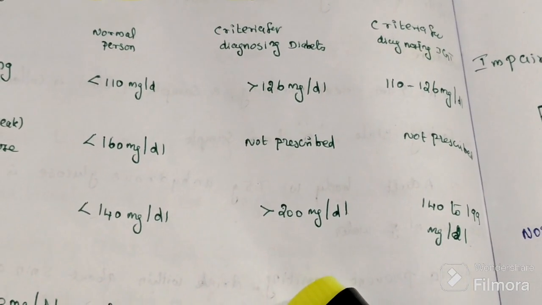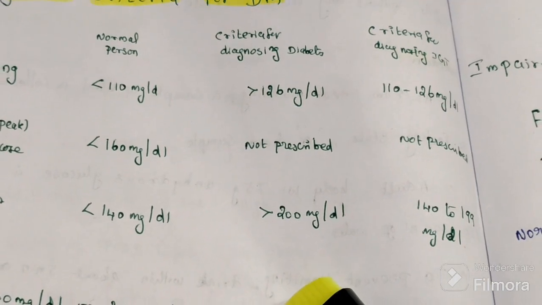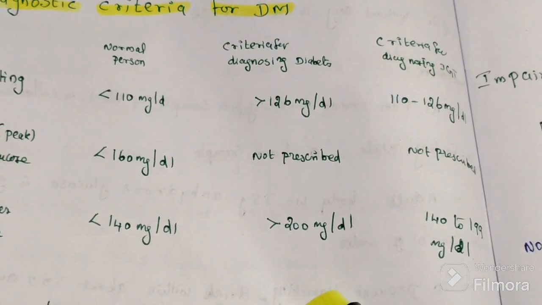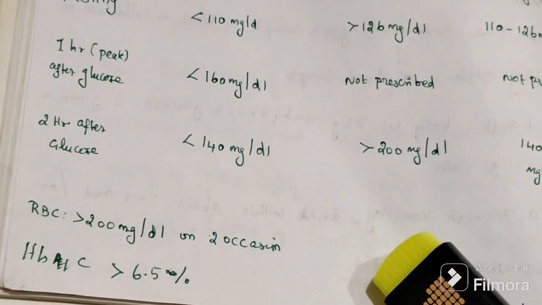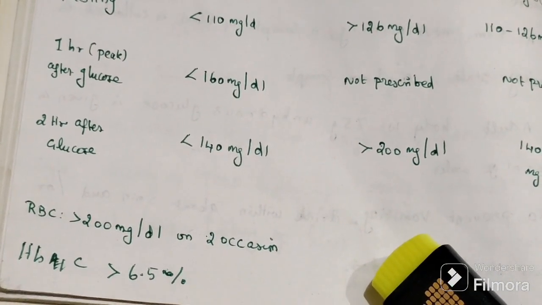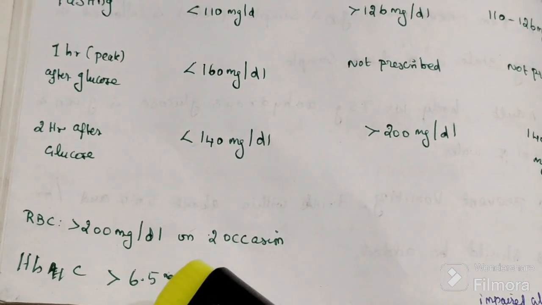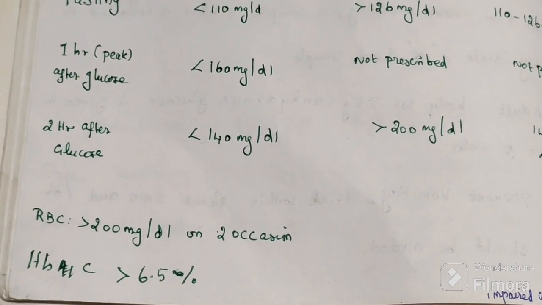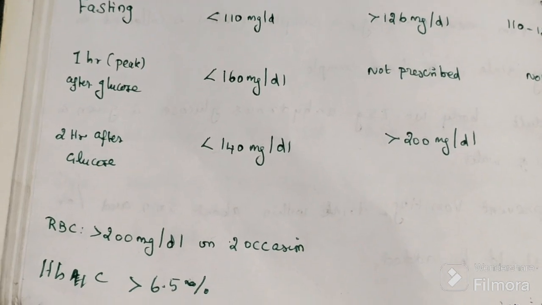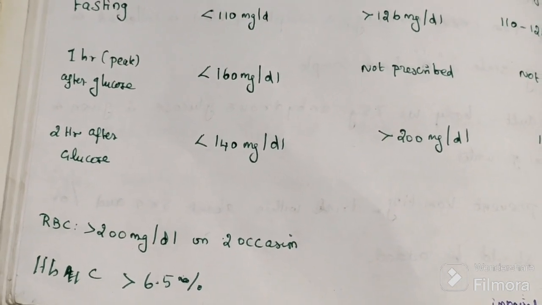Then a random blood glucose level of more than 200 mg per deciliter on 2 occasions, or HbA1c of more than 6.5 percent.